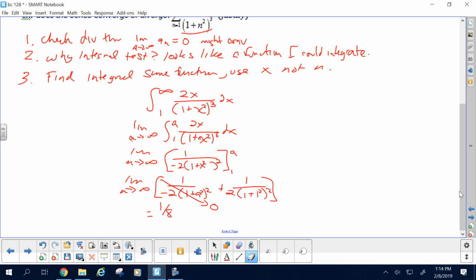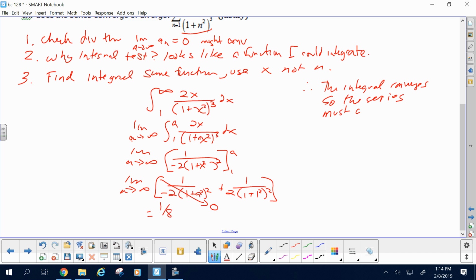All right. Now, here's where the series comes back into play. From that, we can make our conclusion. The infinite integral converged, and therefore the series must converge also. So the conclusion would say basically something like that: the integral converges, so the series that they asked about must converge also.